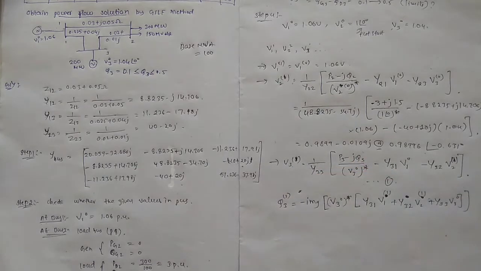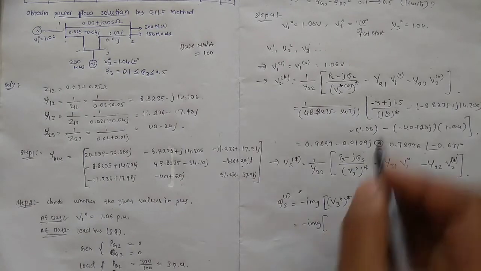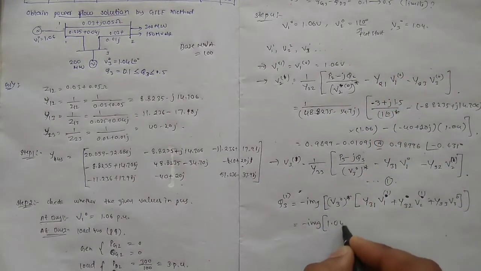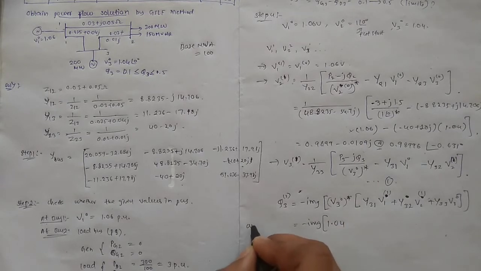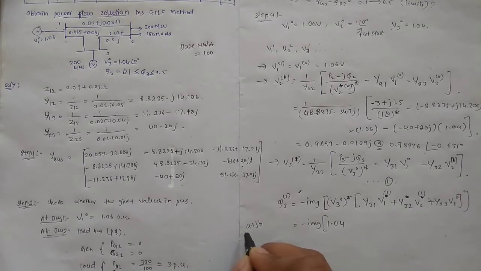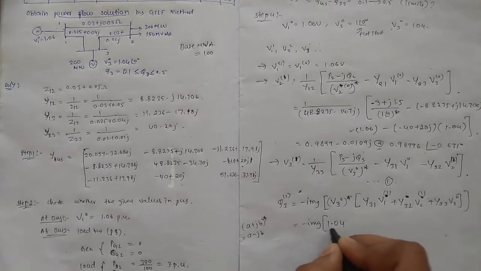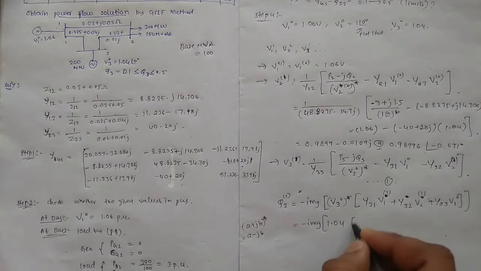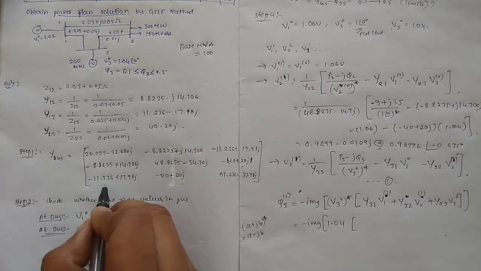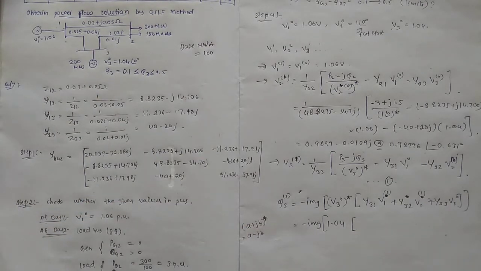The latest value of V3 is found by substituting all those values. V3(0) we already have, 1.04. Complex conjugate means, for example, a plus jb, the imaginary part becomes minus: plus becomes minus, minus becomes plus, only this. For this there is no difference, 1.04 plus 0 means minus 0, no difference, therefore we will take 1.04. In the bracket, the Y31 element, Y31 is here. We have to substitute all those values.